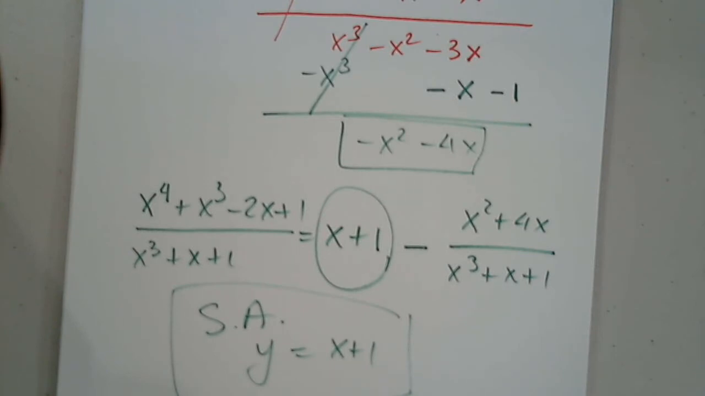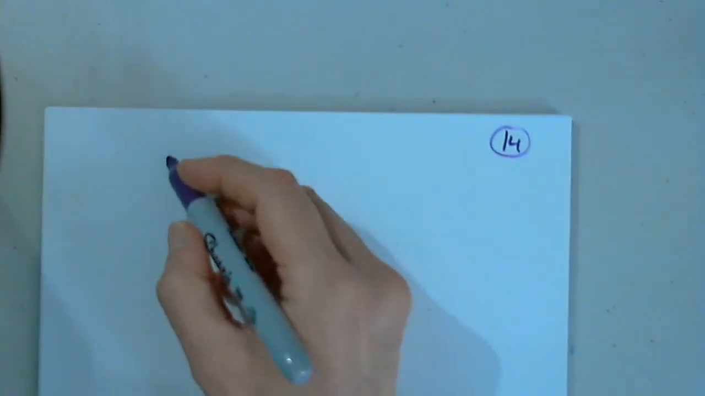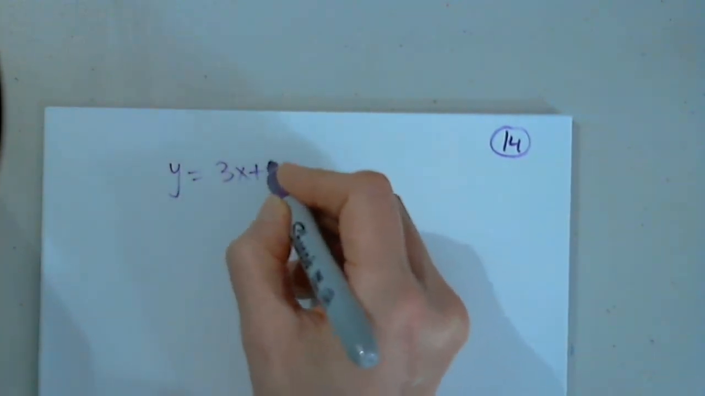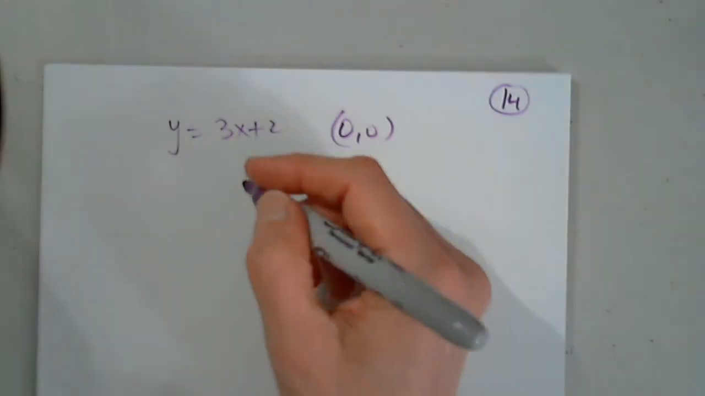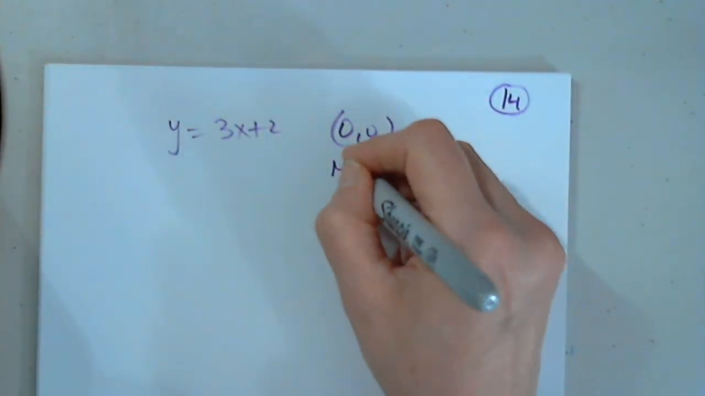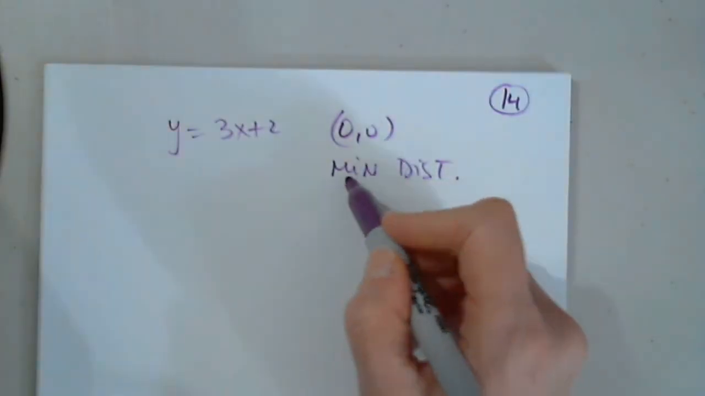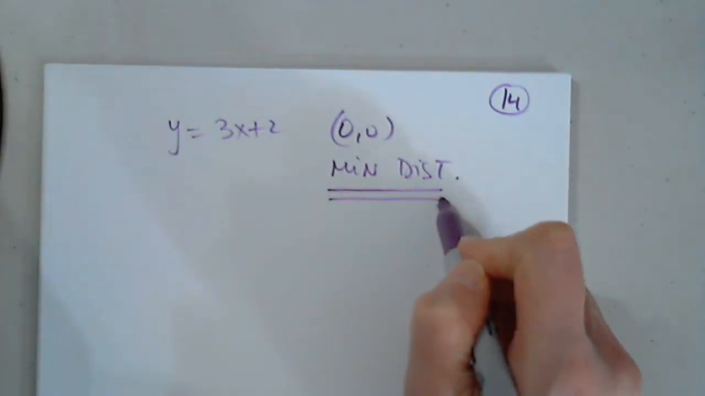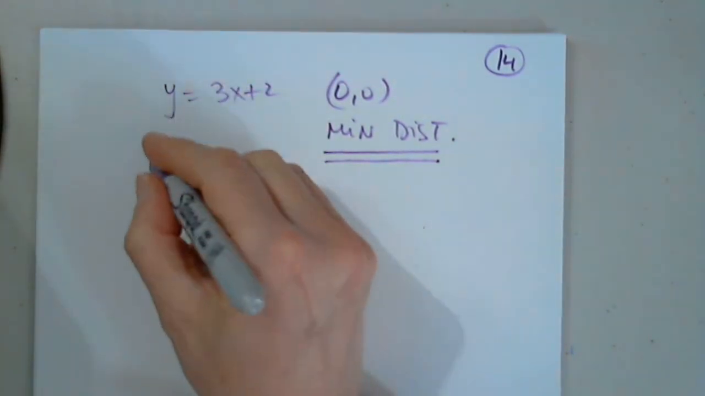Will we do an optimization? I'm ready. Absolutely. Okay, so it's find the point on the line y equals 3x plus 2 that's closest to the origin. Very good. So we are finding the minimum distance, the closest. It means minimum distance.